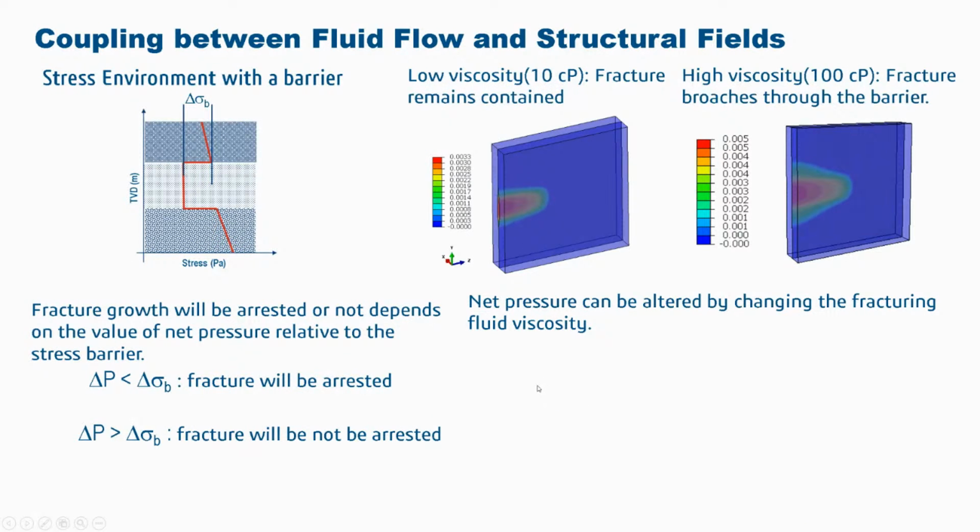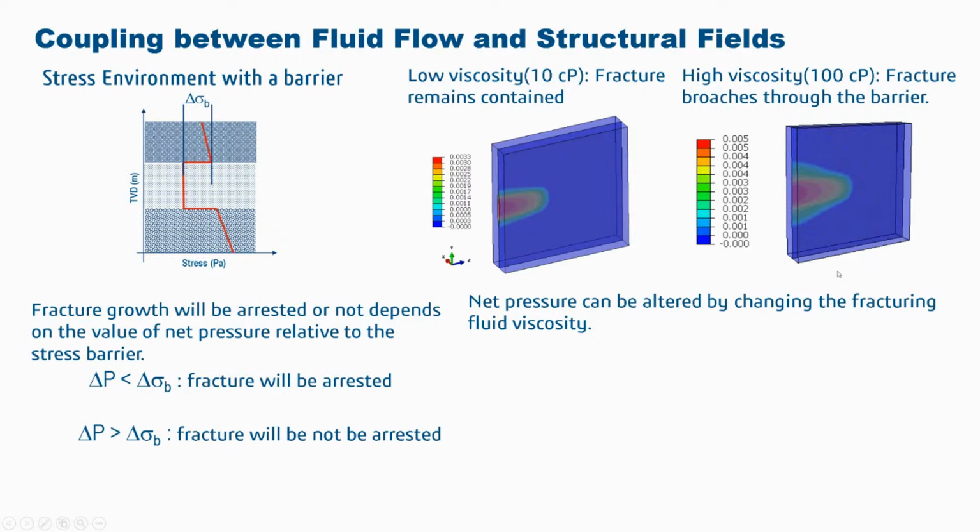We can also capture, because these elements have full thermo-hydromechanical coupling, the coupling between the fluid flow and structural fields. So for example, we can model the frac growth profile for different viscosity fluids. In this example, everything is the same except the fluid viscosity, and you can clearly see how fluid viscosity affects the fracture growth behavior. Particularly for low viscosity fluid, the net pressure is not high enough to cause the fracture to grow beyond what we call a stress barrier.